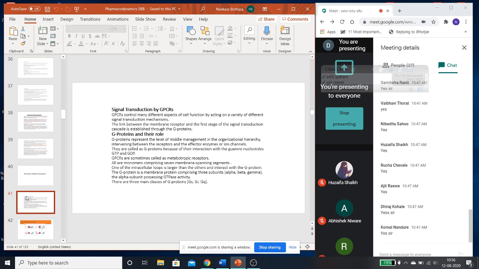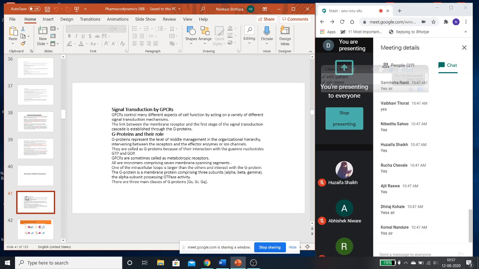The monomers of these receptors form 7 membrane spanning segments, all crossing the cell membrane, so it is also called a 7 transmembrane segment receptor. It is a very peculiar structure that wherever a G protein is there, there are always 7 membrane segments, or 7 loops formed because of that. The intracellular loops are larger than the others, and they interact with the G protein.